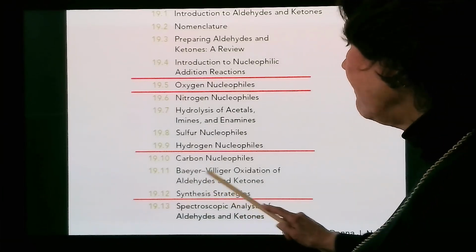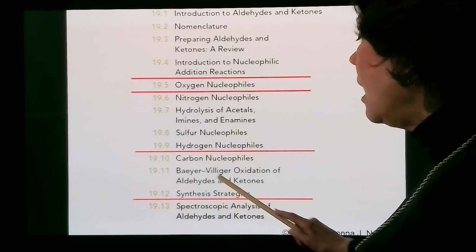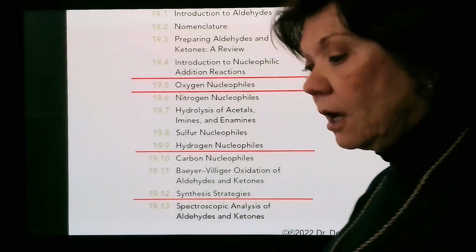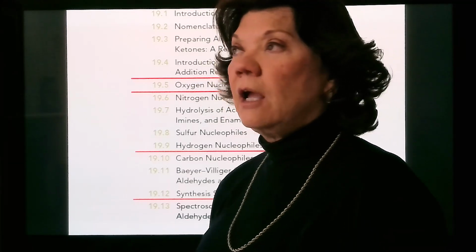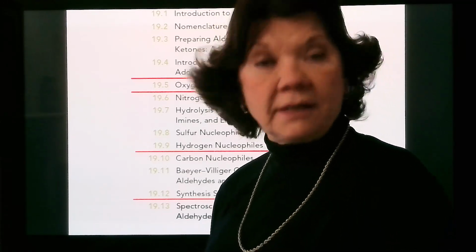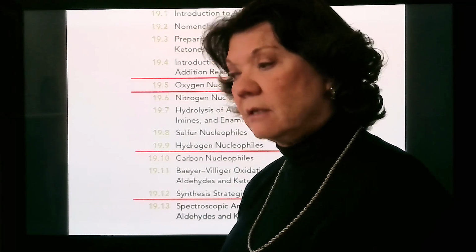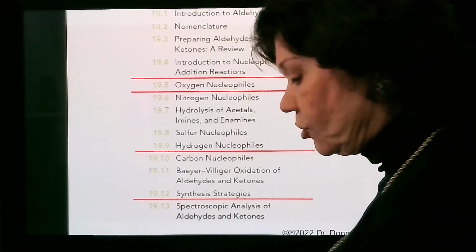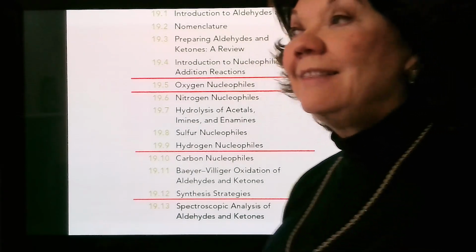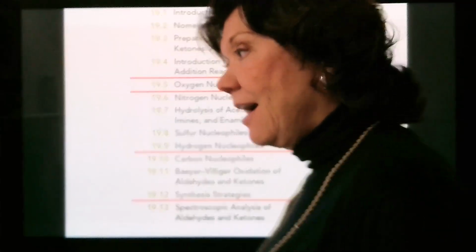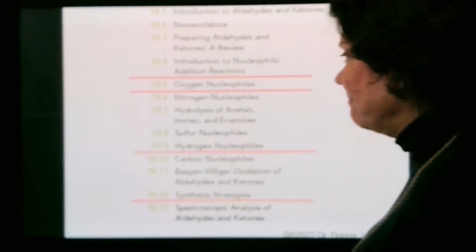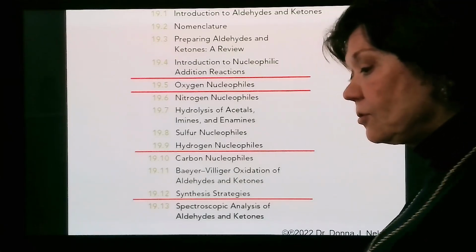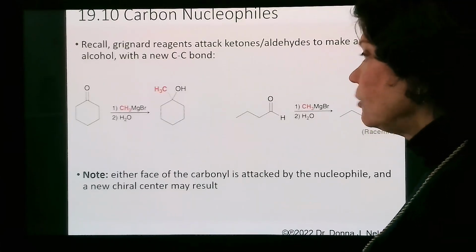Then we'll look at the Baeyer-Villiger oxidation. That is not attacked by a carbon nucleophile at a carbonyl, but it is an important reaction of carbonyls. And then we'll look at some synthesis strategies, and that will be the end of chapter 19. So let's start. Let's look at our first reaction.